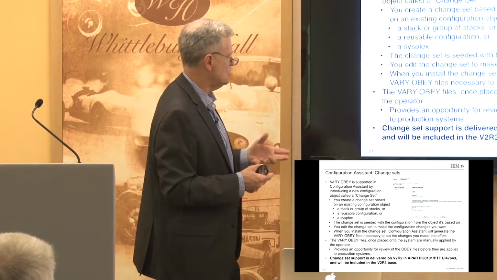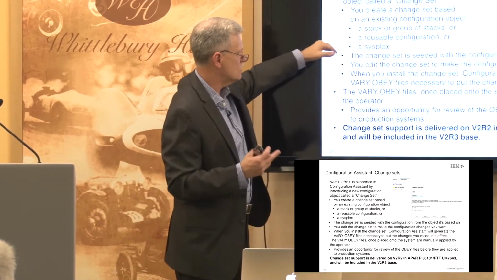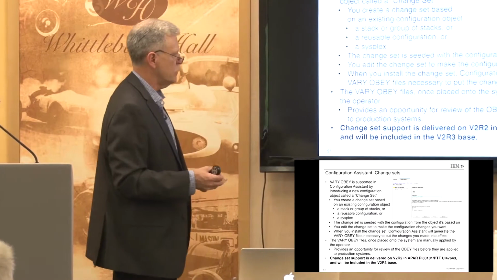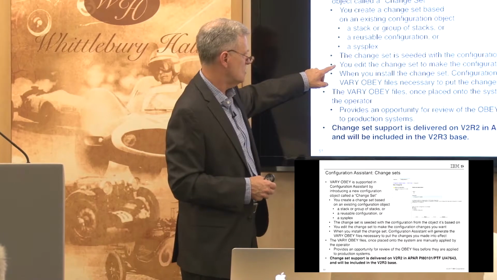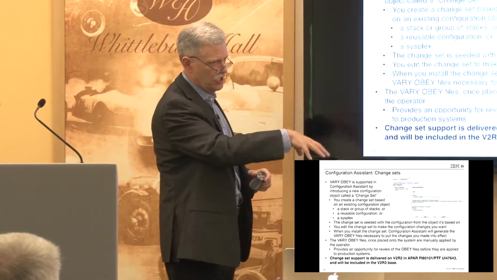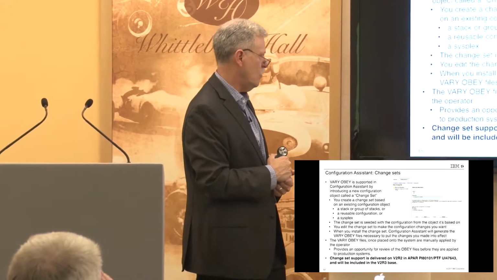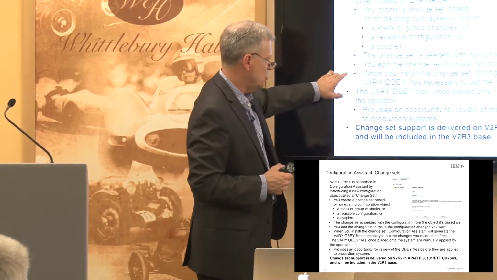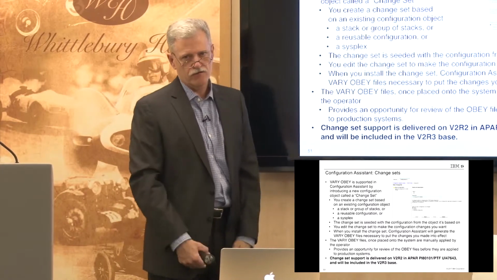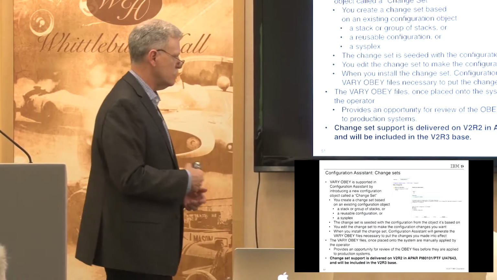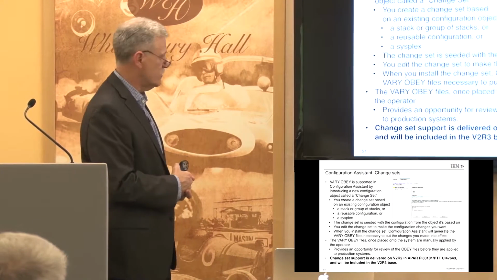You create a change set based on an existing configuration object: a stack, a group of stacks, a usable configuration, or a sysplex. The change set is seeded with the configuration from the object it's based on, and you edit the change set to make the configuration changes you want. When you install that change, Configuration Assistant will generate the VARY OBEY command for you. So now you have the ability to dynamically update your configuration that you created with Configuration Assistant.